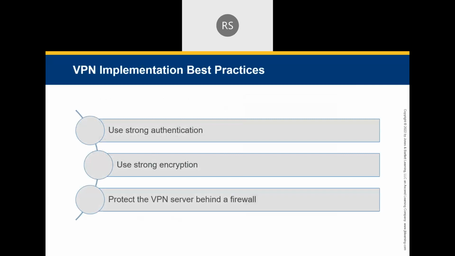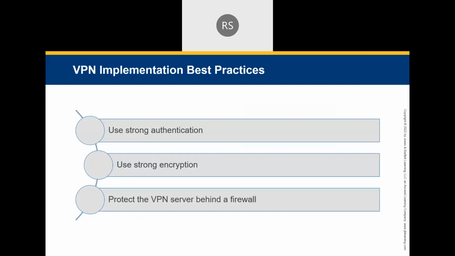So, some essential best practices for VPN implementation. These are to ensure the security and reliability. You want to use strong authentication. So, you want to implement strong authentication mechanisms, such as username password authentication or multi-factor authentication to verify the identity of the VPN user.